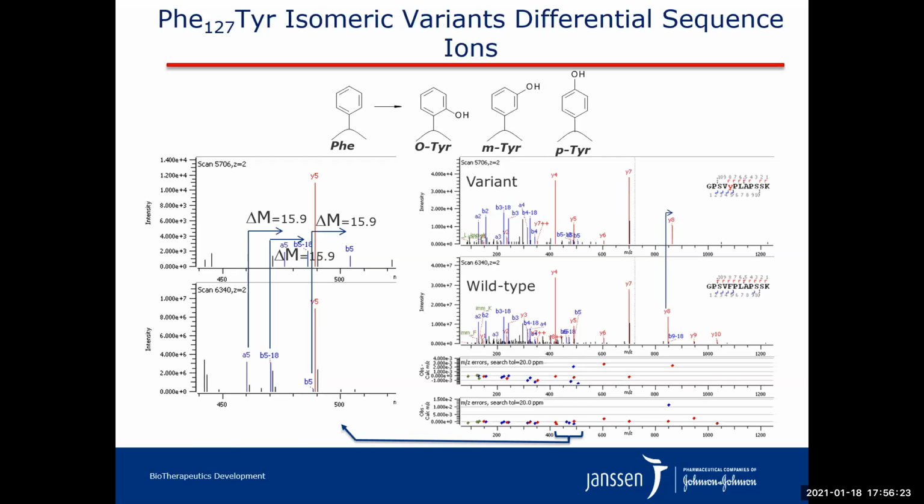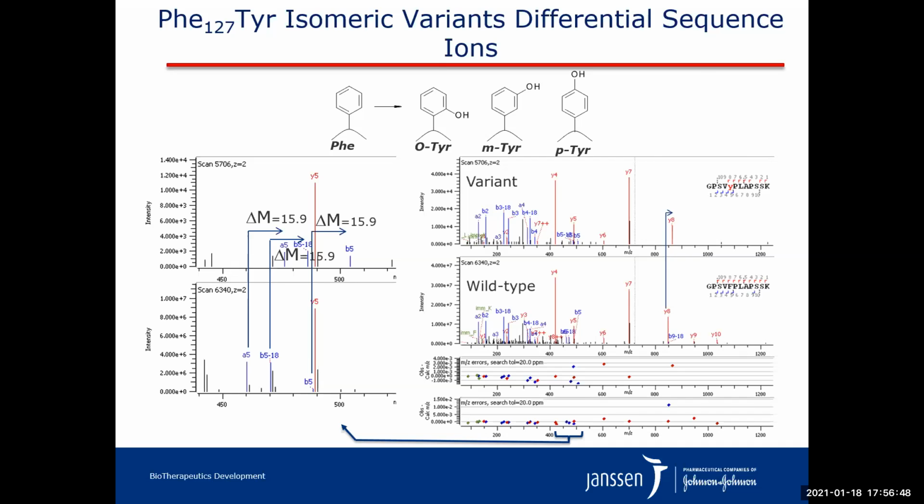If we examine the MS2 spectra for these LC peaks, we can confidently localize the modification mass to the corresponding residue with high degree of specificity. With this observation, we were speculating the possibility of isomeric versions of tyrosine that can be chromatographically resolved as shown on the top. So there can be ortho, meta, as well as paratyrosine.